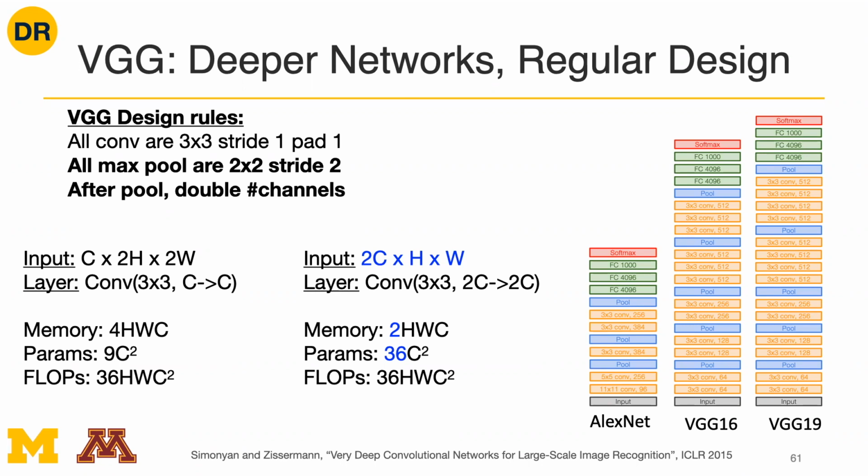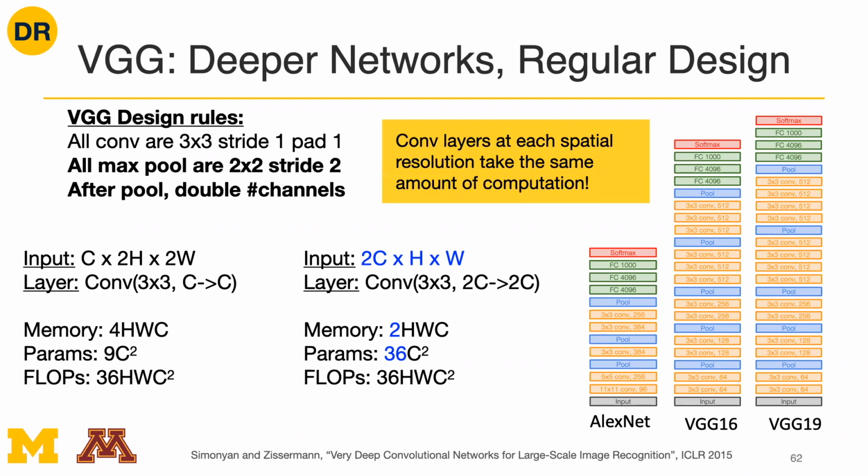So if you look at the architecture, this is what is happening. We had 64 filters here, followed by pooling, and then you double up the number of filters to 128. And you keep doing that over the network architecture. So the conclusion of this particular design choice is that the convolution layers at each spatial resolution take the same amount of computation. So you are trying to control the amount of computation over the layers.